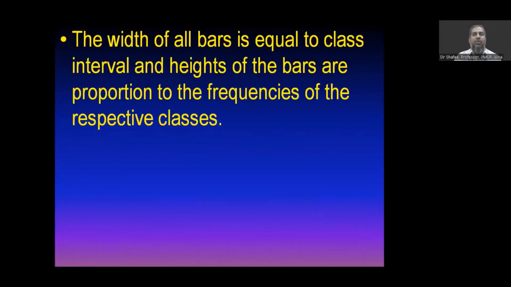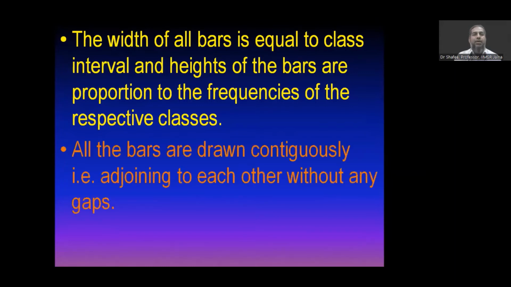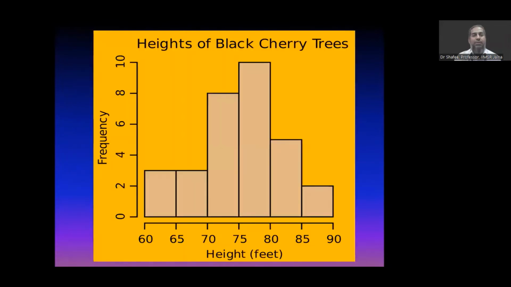The width of all bars is equal to the class interval, and the heights of the bars are proportional to the frequencies of the respective classes. All the bars are drawn continuously, adjoining each other without any gap. So there should not be any gap in the case of a histogram.